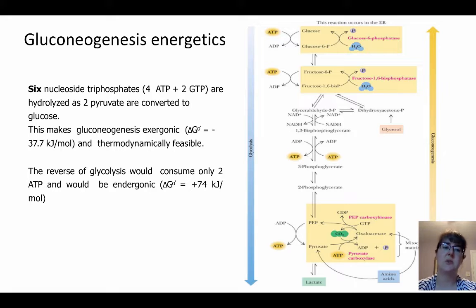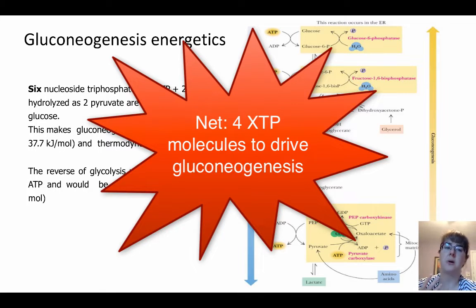A lot of what that is, is additional molecules of ATP and GTP that are used in gluconeogenesis to be that driving force. So realize that there's 6 total nucleoside triphosphates, 4 ATP and 2 GTP, to get those 2 pyruvate molecules to go all the way to glucose. If we were just reversing glycolysis, we would only use 2 ATP molecules. So realize there's that net of 4 nucleoside triphosphates that are helping be that driving force of gluconeogenesis to get this to actually go all the way back to glucose.